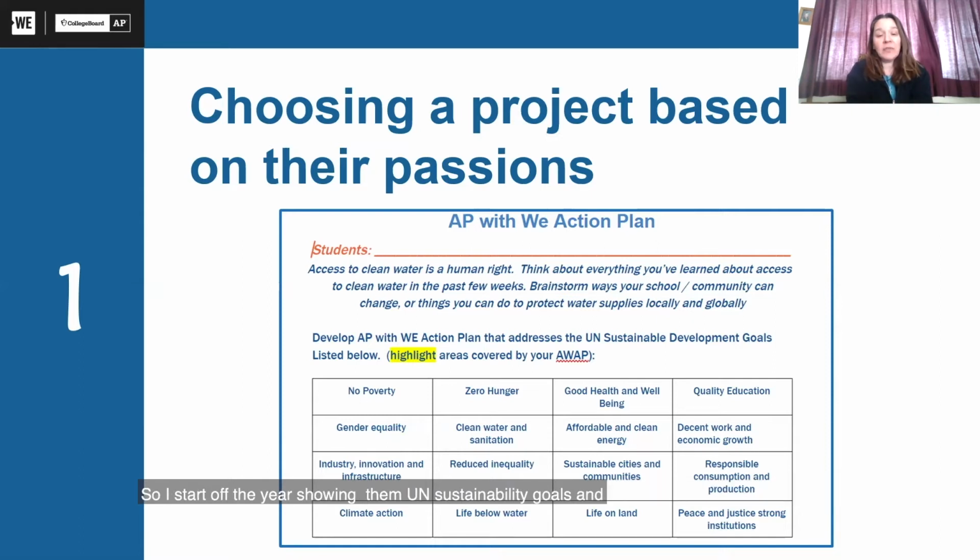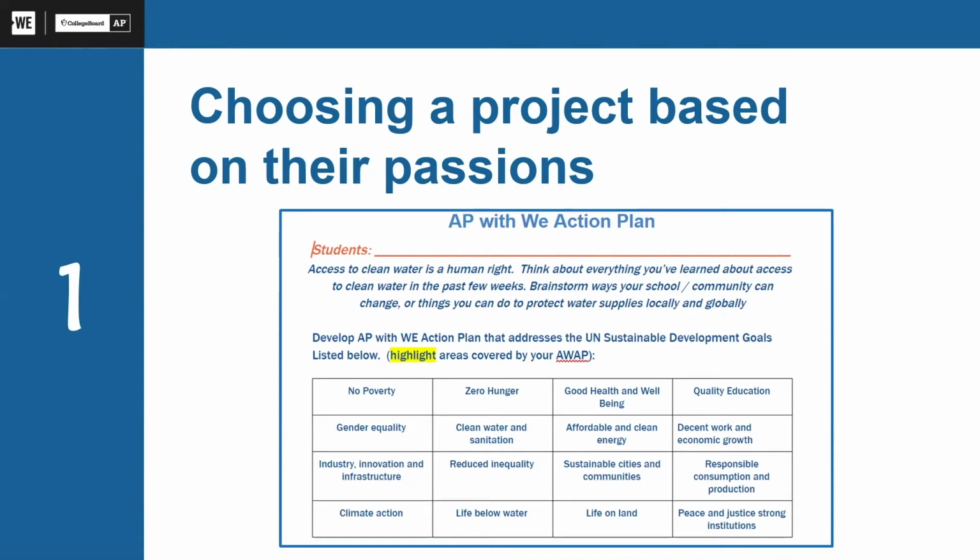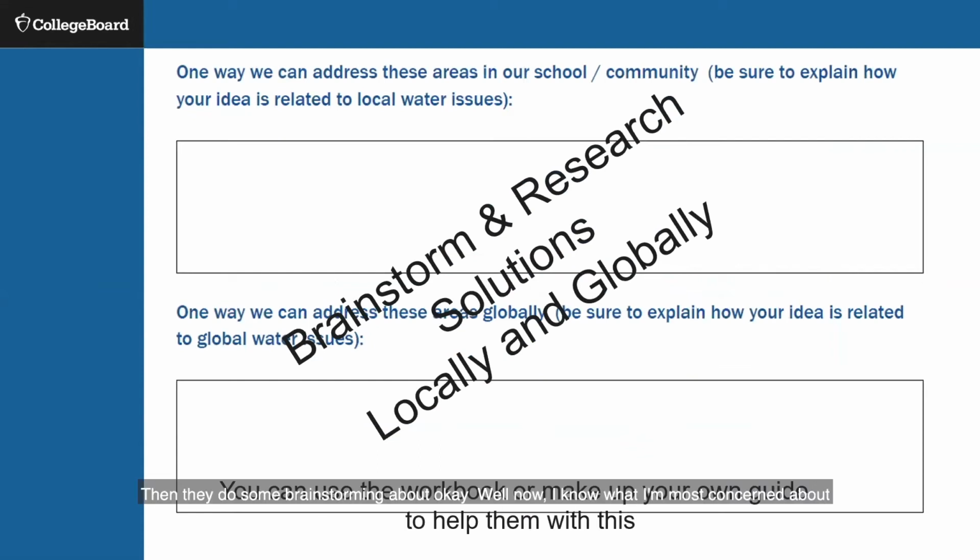So I start off the year showing them UN sustainability goals and just ask them to identify which one of those goals they are most concerned about and want to do something about, or which problems they want to solve. Then they do some brainstorming about, okay, well, now I know what I'm most concerned about. How can I address that area in my school or in my community? And then how can I also address that in a global way?